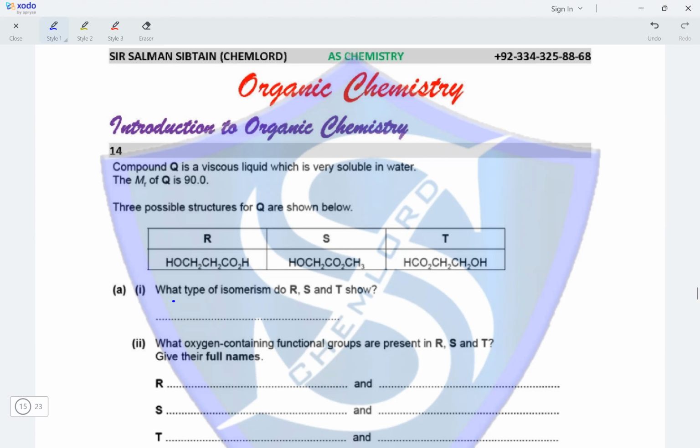So what isomerism do R, S, and T show? Functional isomerism. Functional isomerism is a part of structural isomerism.